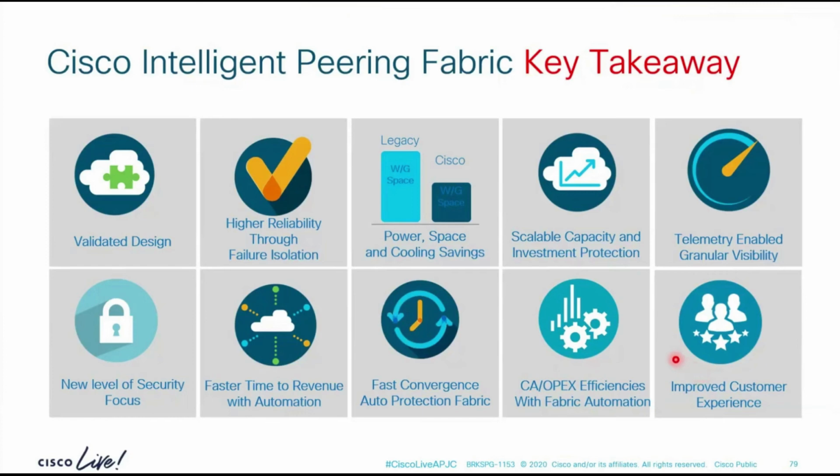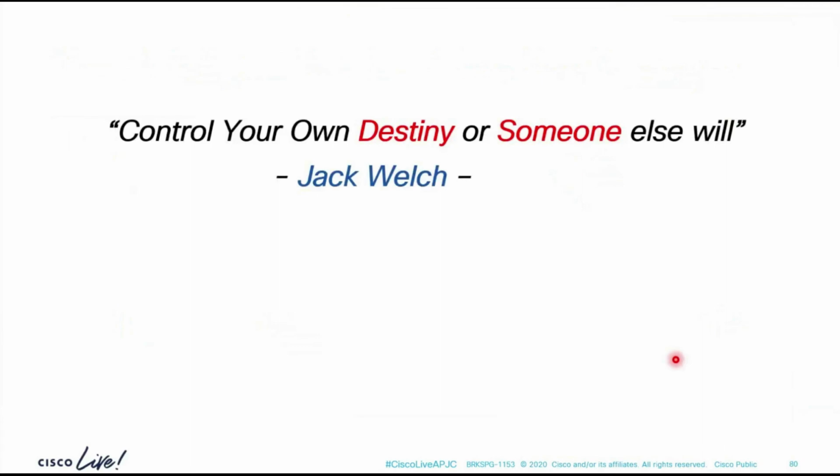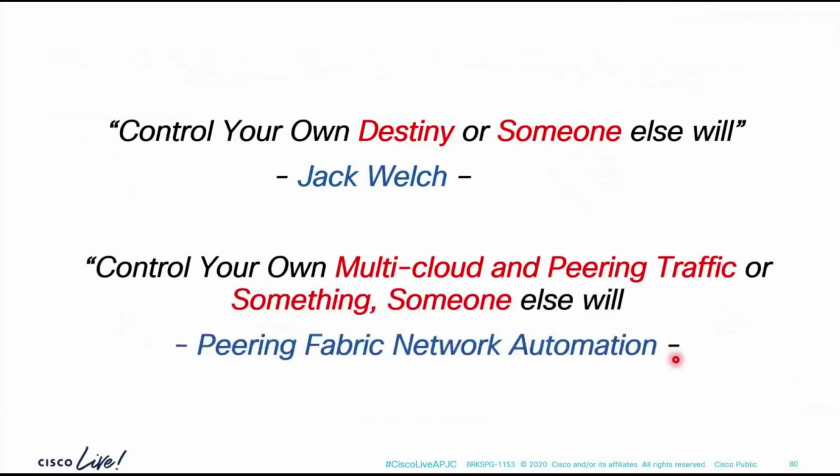I'd like to quote Jack Welch, I think it's very good: control your own destiny, or someone else will. In our case, control your own multi-cloud and peering traffic, or someone else will. That's from the Peering Fabric Network Automation.